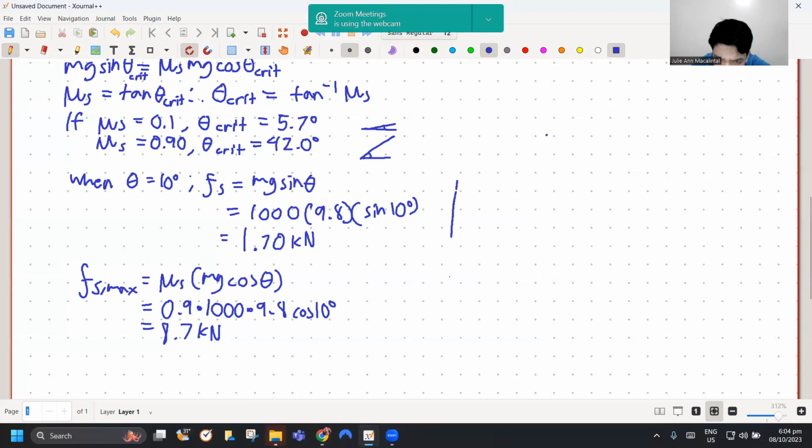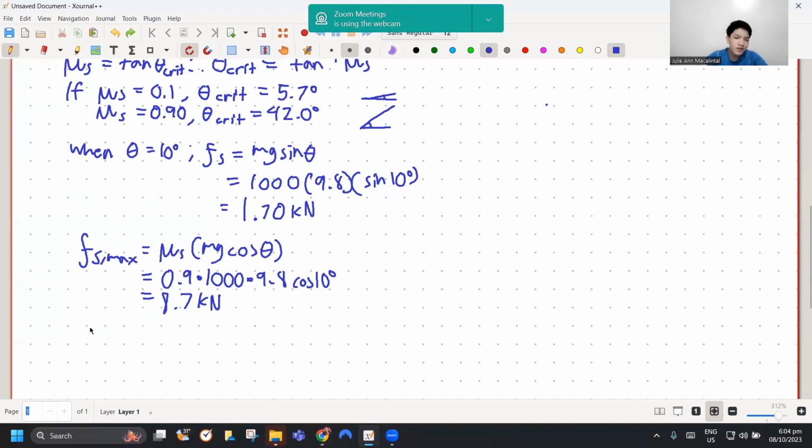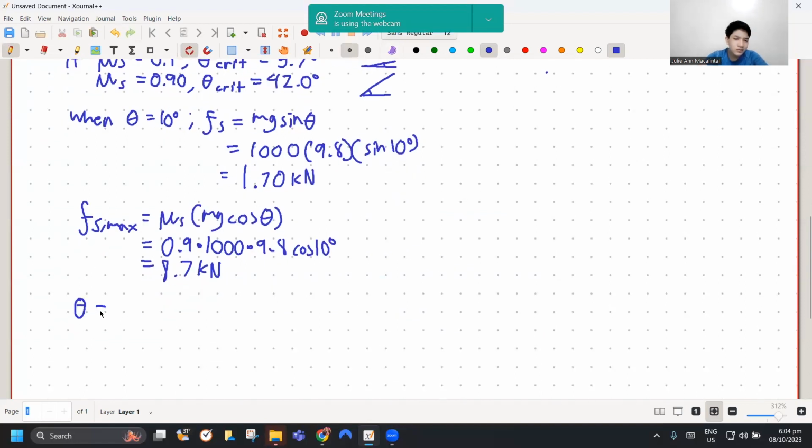Ano yung value ng friction? Value ng friction pag theta equals 42 degrees. Oh, when theta equals 45 degrees. Para talagang lagpas na tayo sa critical angle. Ngayon, ang assumption natin dito, since ang critical angle is 42, mu s is 0.9.